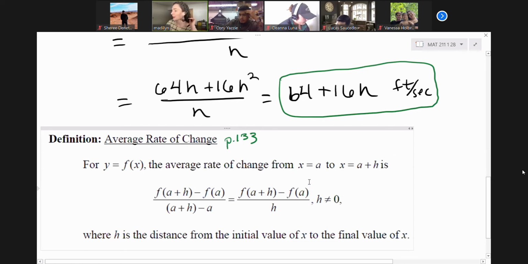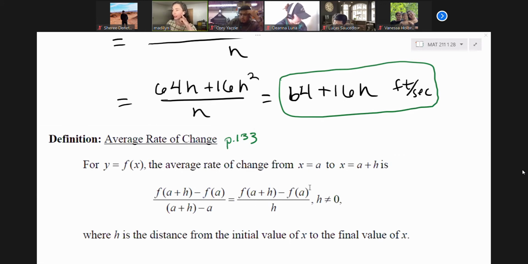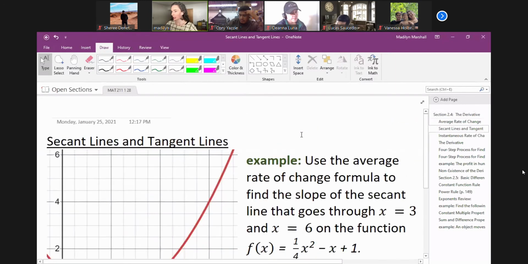So this might look a little familiar. You had some problems like this in your first homework using the plugging x plus h and x into functions like this. So we have our average rate of change. Now we're going to step back into just regular graphs without units for a moment, and talk about secant lines and tangent lines.